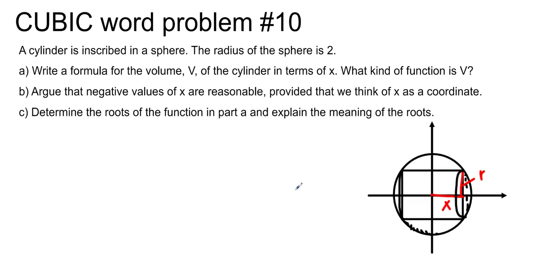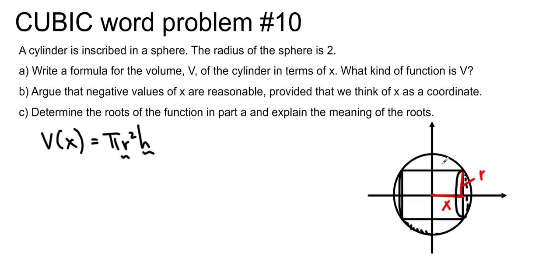It asks us for the volume of the cylinder in terms of x. So we're looking for V of x. And we know that the volume of a cylinder is pi r squared h, so we're going to have to convert the r and the h to be in terms of x instead of r and h.